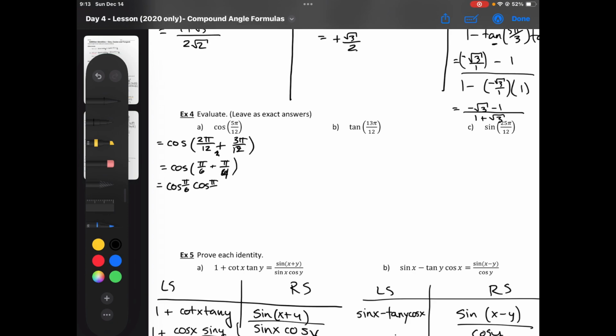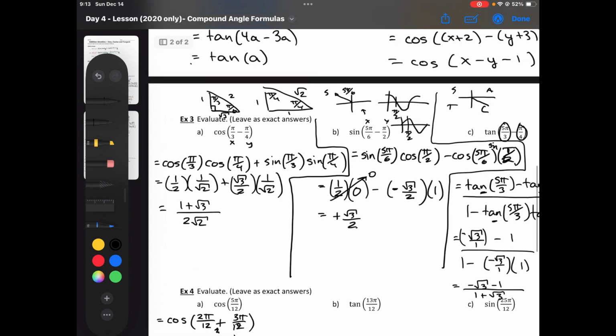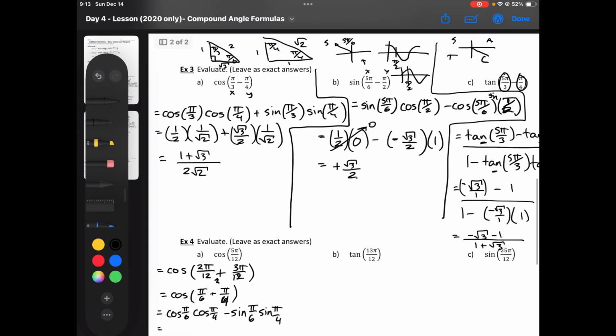And then I'm going to use the identity to split them up. So I've got cos pi over 6, cos pi over 4, and then I've got sine pi over 6, sine pi over 4. I'm going to continue simplifying using my special triangles that I wrote up here.